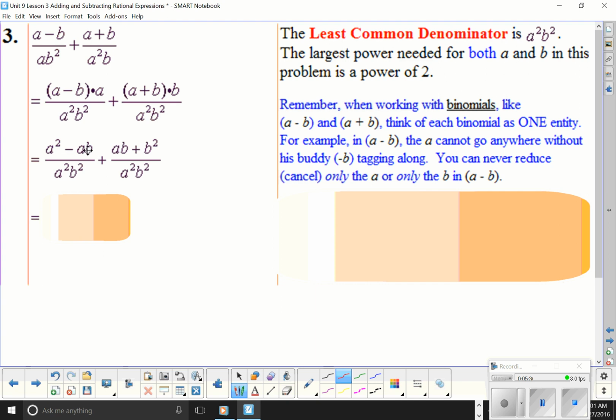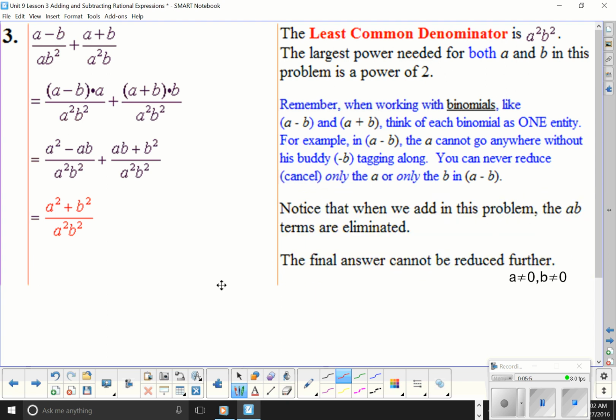Really important here. I can't cancel these a squareds or that a. Now, I could take an a out of this and an a out of that, but then I'm going to be back to what I had in the beginning. Not helpful. Be sure you understand what you're doing when you cancel. Finally, when I put it all together, a squared minus ab plus ab, these two cancel, and I just have a squared plus b squared.